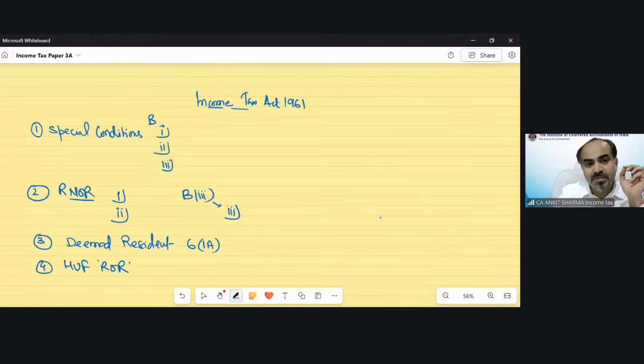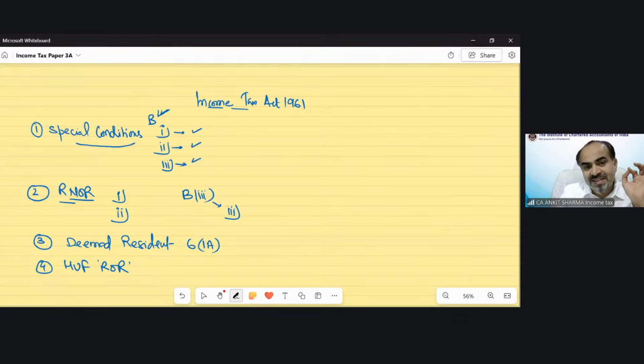I want to know the special conditions of category B. Three special conditions were there: 1, 2, and 3. I want to ask anyone who is going to explain condition 1, 2, and 3 individually. First of all, someone explain what is condition number 1, then 2, and then 3.